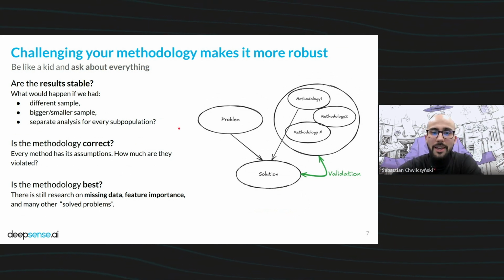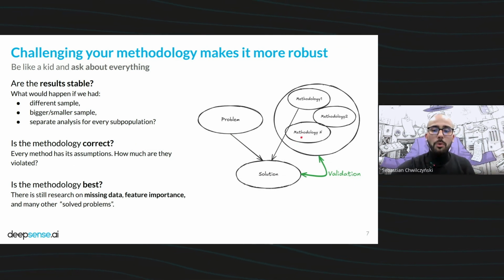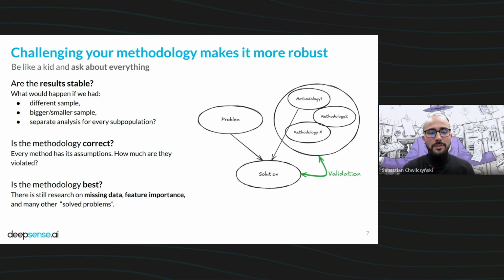So we should be like a kid and ask about everything. Are the results stable? What would happen if we had a different sample, a different sample size? What if we do the analysis on every subpopulation separately? Next, is the methodology correct? Basically, are the assumptions fulfilled? They will never be fully fulfilled, but how much are they violated? And is this methodology the best?